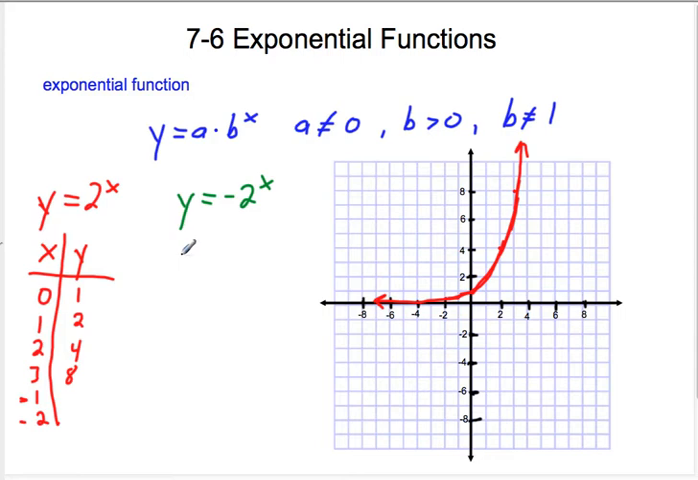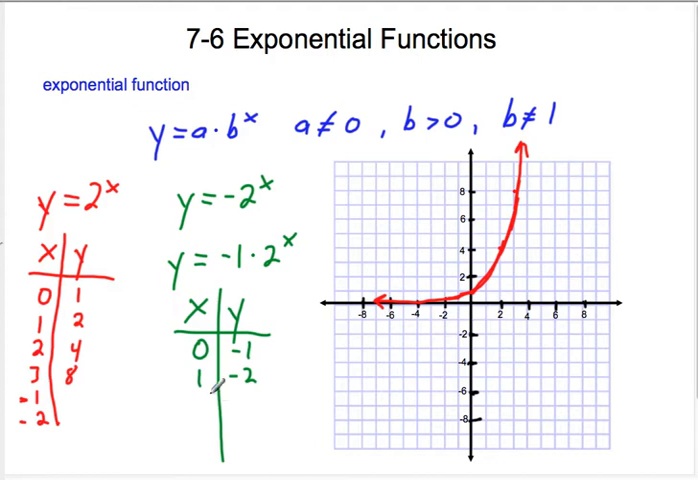So everything's going to be negative. So you can really think of it as negative 1 times 2 to the x. So in this case, the a is negative 1, the b is still 2, and the x is x. And so the same thing is going to happen as before, except everything's going to be negative. So we have 0, negative 1, 1, negative 2, 2, negative 4, 3, negative 8, and so on. I forgot to put the fractions over here. So negative 1 would be negative 1/2, and so on. And so what that looks like is it's just a mirror image here.